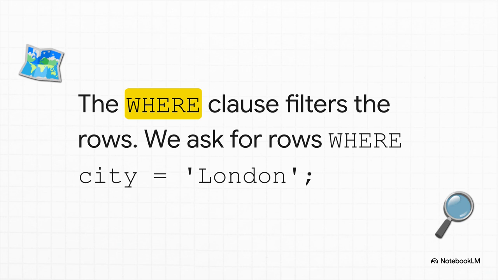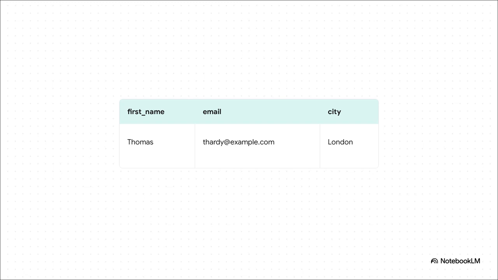It sets a condition, and the database will only give you back rows that match that condition. So here, we're just saying where the city column is equal to London. And just like that, our list is filtered. We see the columns we asked for, but only for our customers based in London. The where clause is awesome because it lets us cut right through all the noise and zero in on exactly the data we actually care about.